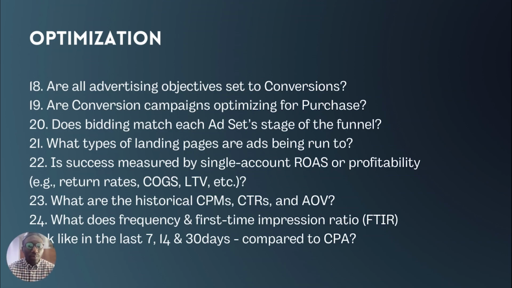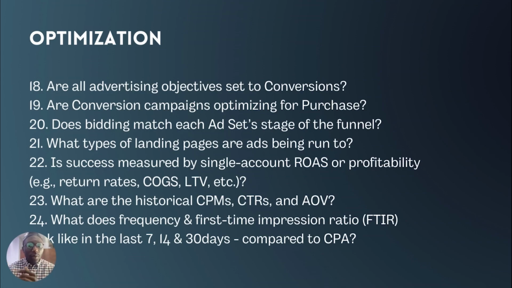And then we look at your historical CPMs, click-through rate, and AOVs to think about what those have been like and what we could be doing to either reduce or increase this. So obviously we want to be reducing CPMs, and we want to be increasing CTRs and AOV in order to help us get better ROAS for our spend.